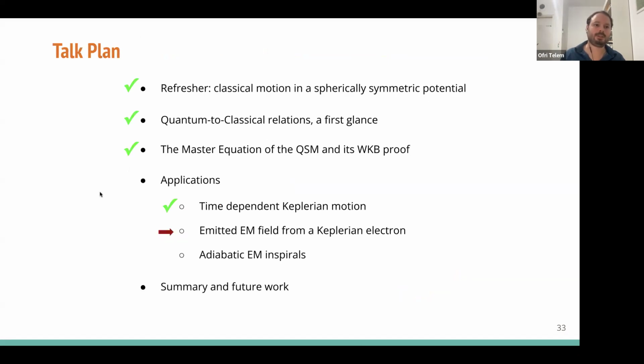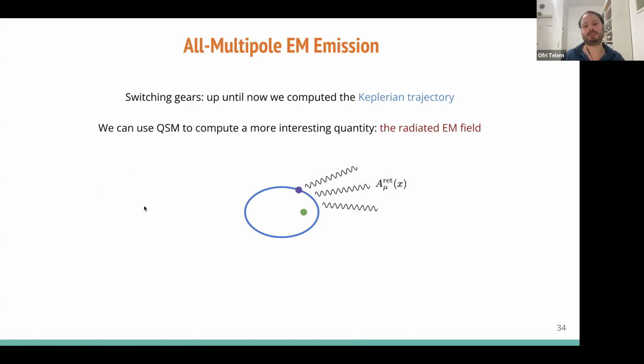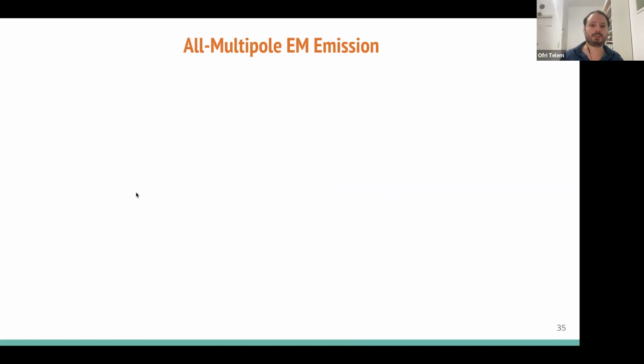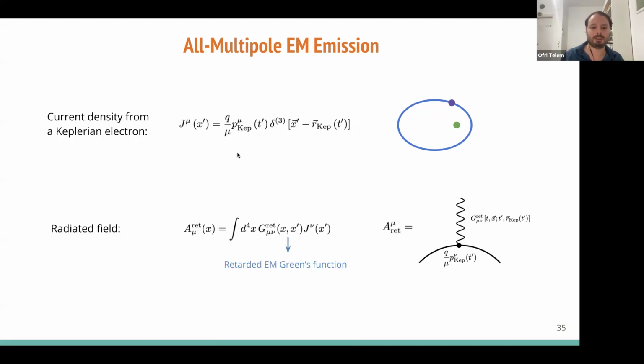Let's look at the emitted field. This is a little bit of a bigger fish to fry. So let's compute the radiated field from a Keplerian electron, at all orders in the multipole expansion. What we need to do is take a source and integrate it with the Green's function. The source is just a delta function moving wherever the inspiraling electron is, and the strength of the interaction is just the charge times the momentum over mass. This is like a velocity-dependent interaction.